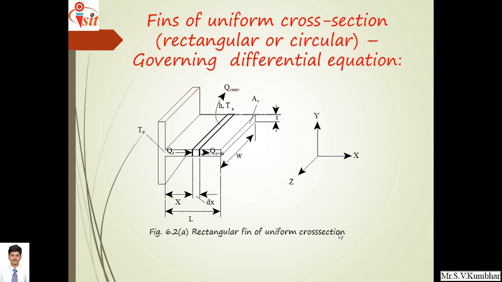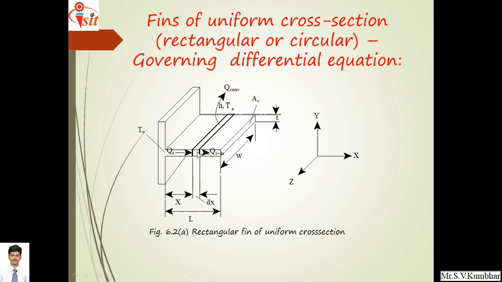Before that, consider a rectangular fin. Now this is the base and this is the extended surface, that is, we call it a fin. Consider a fin of length L, base temperature T0, and here width W and thickness T. Now assuming only unidirectional heat transfer along the x-axis, let us consider an element of thickness dx. Now through this dx, let's say qx is the amount of heat entering through this dx, and qx plus dx is the heat rejected from this element dx.